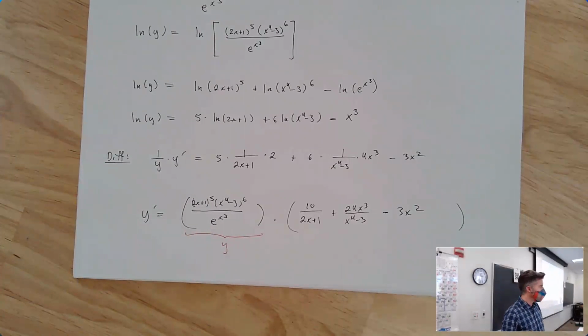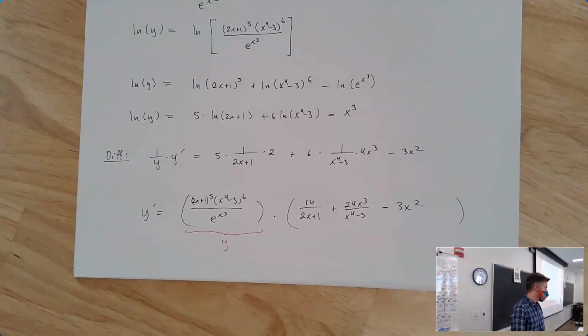That's logarithmic differentiation for you. Take the log of both sides, differentiate, solve for y prime. Replace y with what it's equal to.